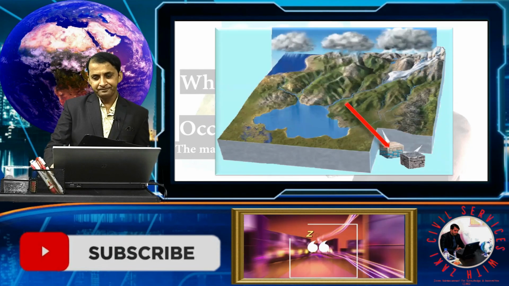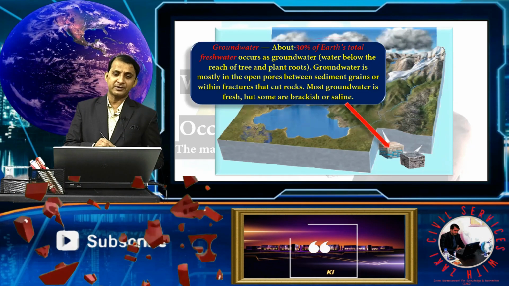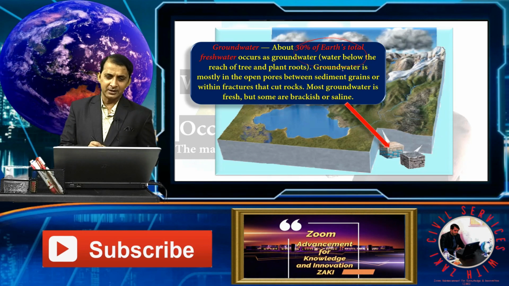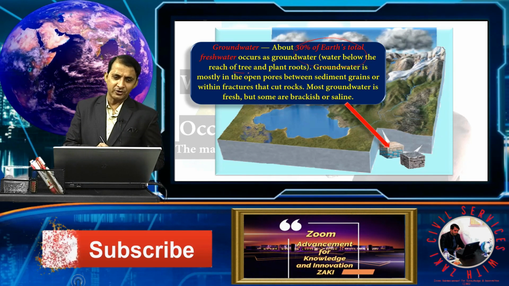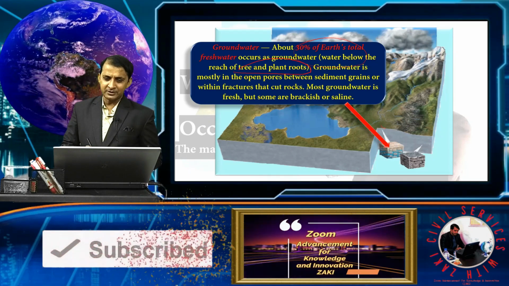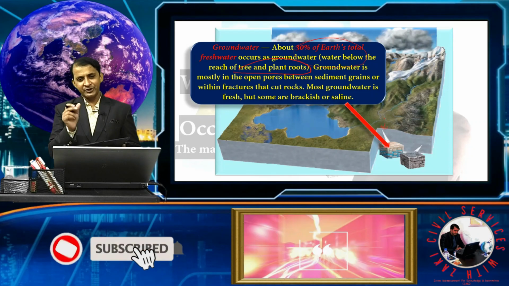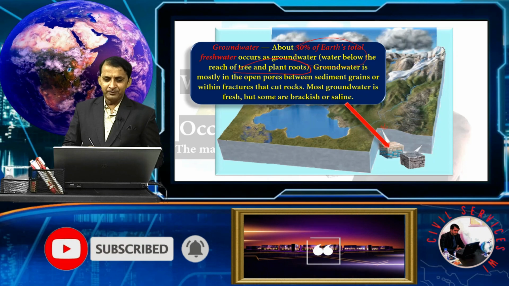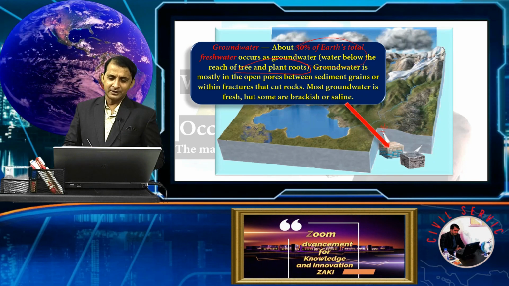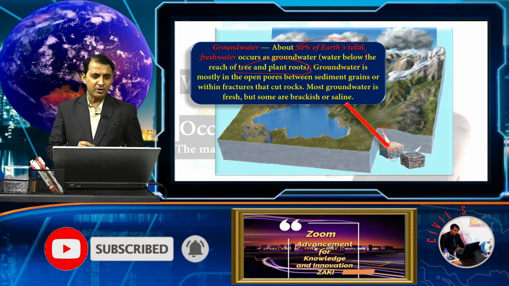Another is groundwater. As you know, about 30% of the fresh water is groundwater, which is basically water below the reach of the tree and plant roots. So basically here is the first level of the soil, which may contain trees and all that. So it is below the reach of the trees. Trees and other plants can reach only this level. So this is called groundwater.